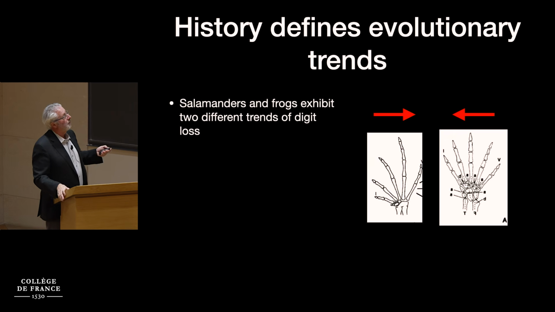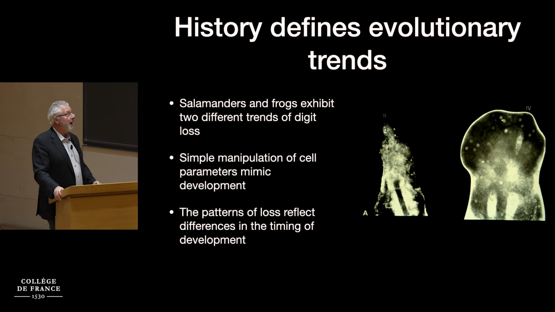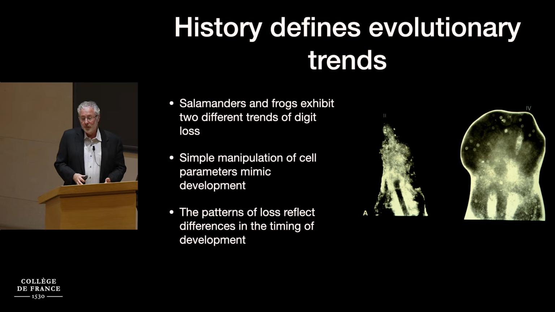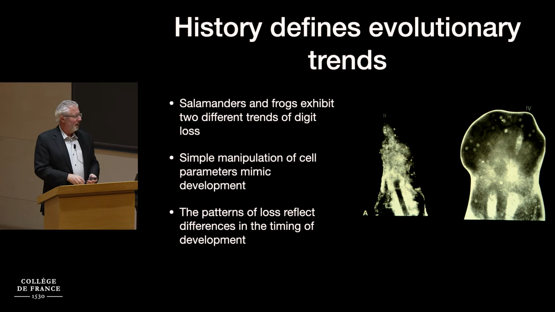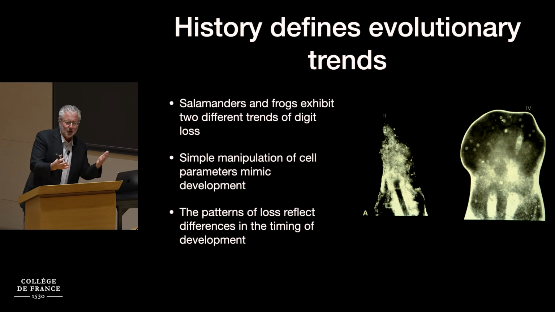So salamanders and frogs exhibit 2 different trends of digital evolution. We've talked about that. Simple manipulation of cell parameters mimics development and evolution, and the patterns of loss reflect differences in the timing of development. Now, this really begs the question, right? We're talking about tinkering. And when you think about tinkering, deploy Jacob's idea in evolutionary time, right?